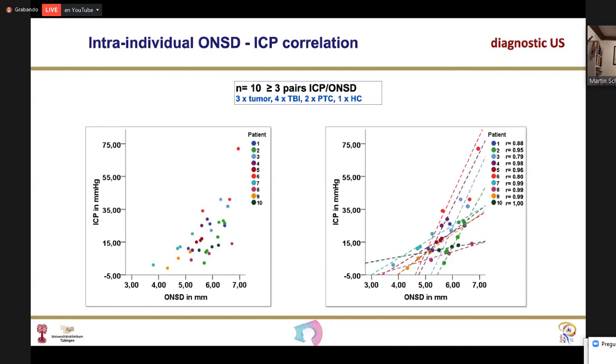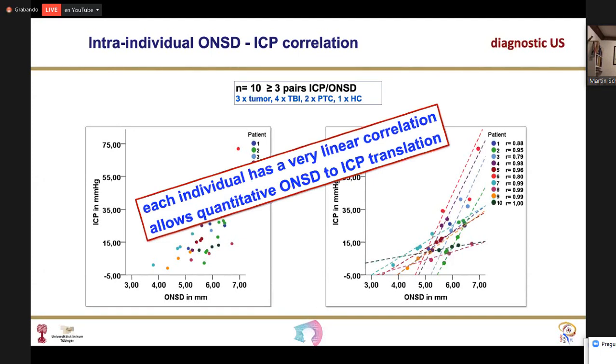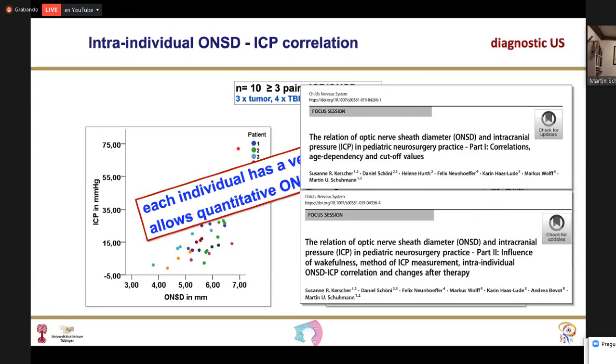But you see, in every patient, it's a very different curve. That tells you that each individual has a very linear correlation, and this makes ONSD so valuable if you follow the patients over time and want to assess a specific situation in the patient. All this has been the work of Susanne Kascher in the last years, who did this scientific workup of the data, and it has just been published in Child's Nervous System and is available to you.